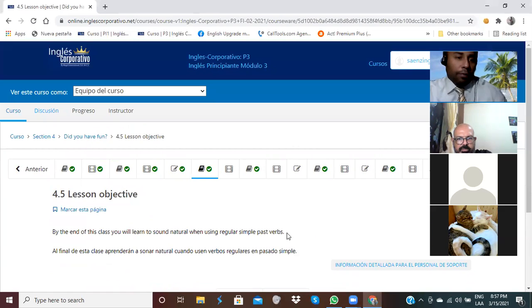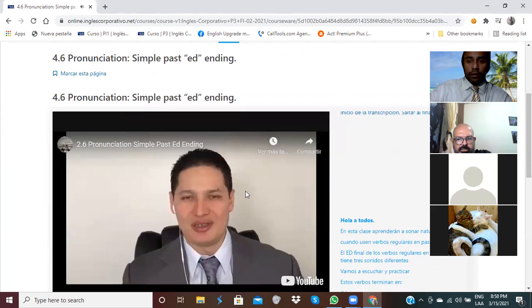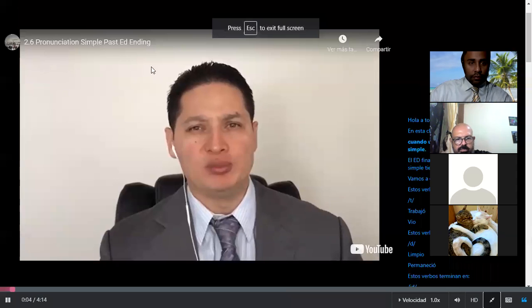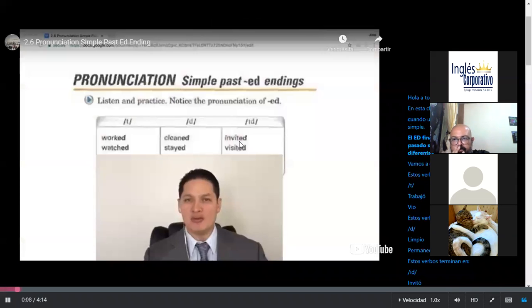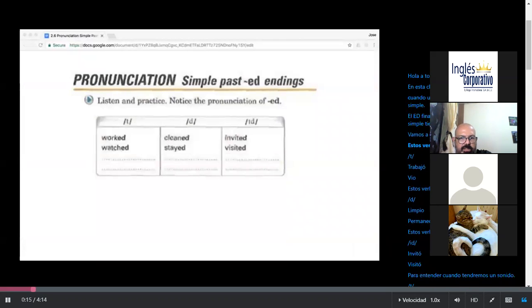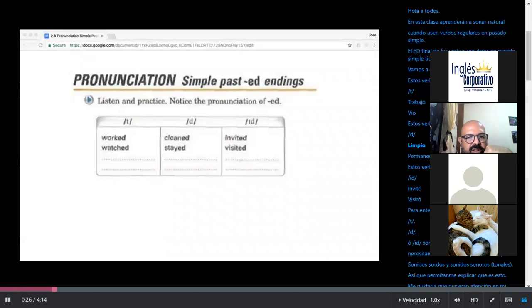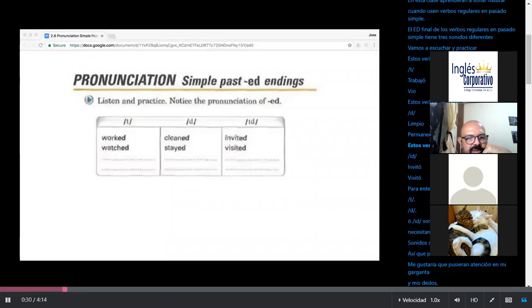Let's go to the following one, 4.5, lesson objective. By the end of this class, you will learn how to sound natural when using regular simple past verbs. Listen, please. The ED ending of simple past verbs has three different sounds. Let's listen and practice. These verbs end in t: worked, watched. These verbs end in d: cleaned, stayed. These verbs end in id.